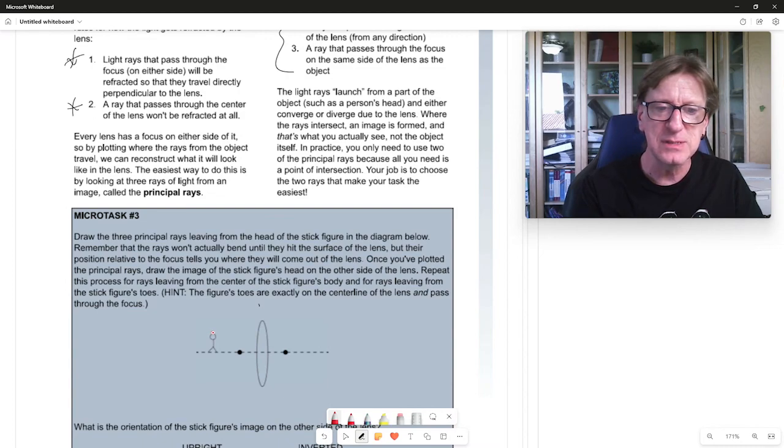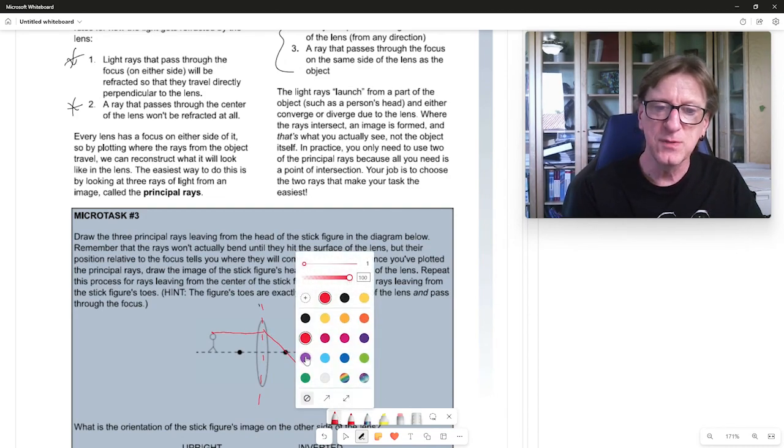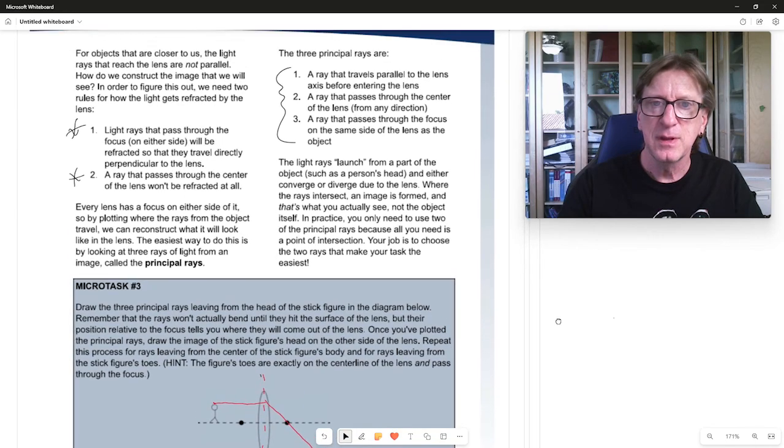One of my principal light rays is coming out from his head and it's coming in straight. So based on our rules, if it's coming in parallel to my lens axis, so it's coming in orthogonal, normal to the center line of the lens, how's it going to be bent? It's going to be bent right onto the focus. So it's going to come down like this. All right. Let's choose a different color. We'll go with purple.